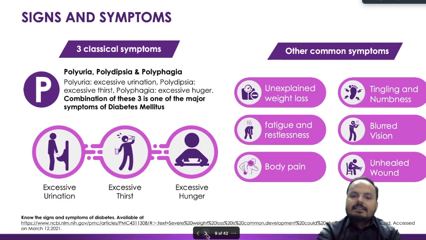So what are the signs and symptoms of diabetes? The classical signs and symptoms are excessive urination, excessive thirst, and excessive hunger. These are called the 3 Ps: polyuria, polydipsia, and polyphagia. Other common symptoms are unexplained weight loss, fatigue and restlessness, body pain, tingling and numbness, blurred vision, or unhealed wounds. So these are some of the common symptoms of diabetes.